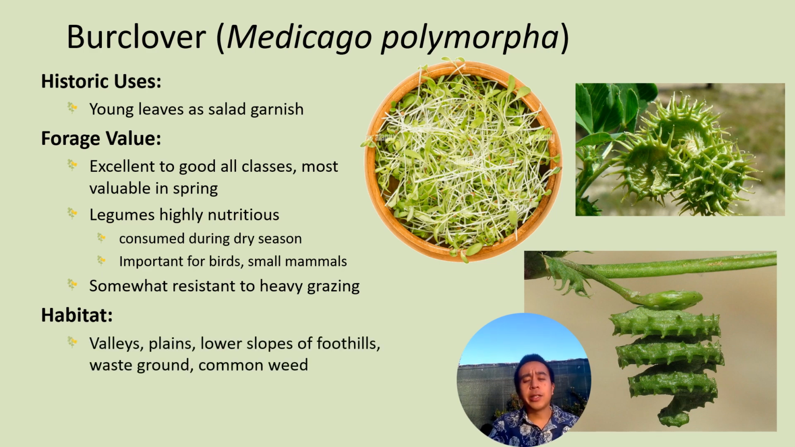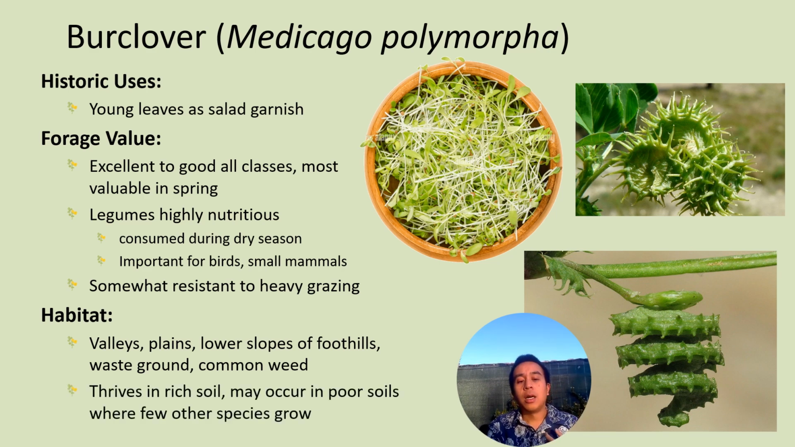Typically, it occurs in valleys, plains, lower slopes of foothills, and waste grounds, and is a very, very common weed. It thrives in rich soils, but it can also occur in poor soils where few other species occur because, again, it's a very successful and common weed.